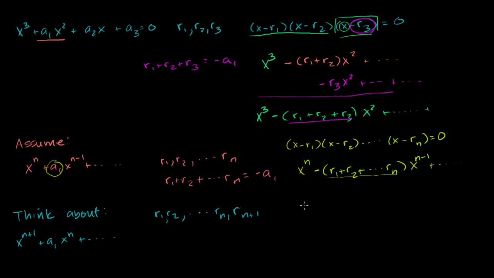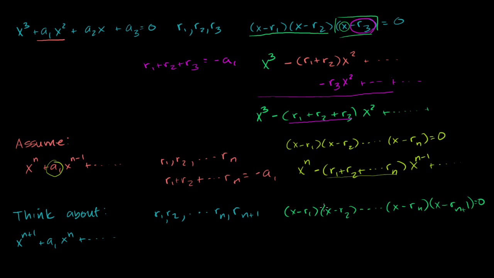Let me write it out. I don't want to skip steps. So this tells us, if these are all the roots, that x minus r1 times x minus r2, and so on, all the way to x minus rn times x minus rn plus 1 is going to be equal to 0. It has one more root than the previous example, the one where we made the assumption.